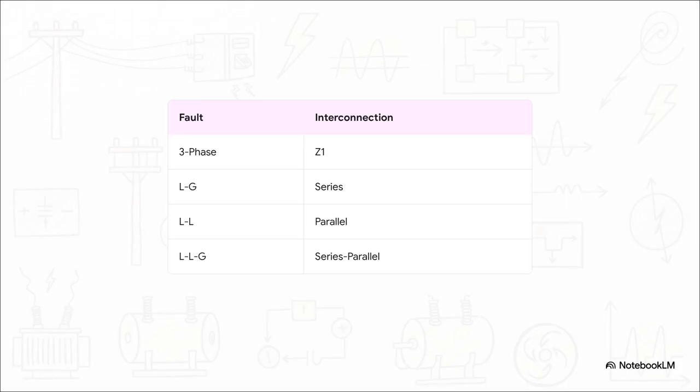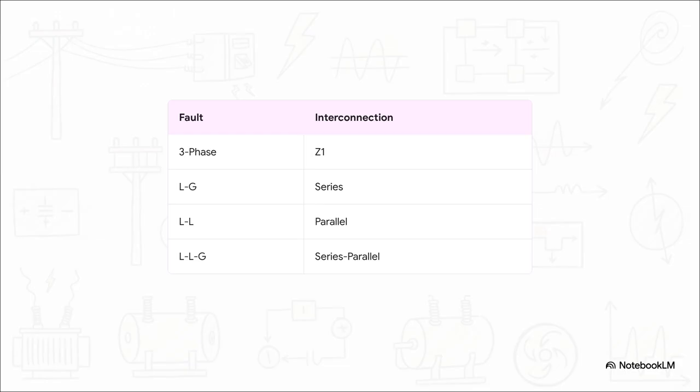So, let's pull all of this together into a bit of a master key. If you memorize this pattern recognition rule, you really don't need to memorize complex IEEE equations. The interconnection pattern literally equals the fault type. Three-phase is just Z1, LG is all three in series, LL is Z1 and Z2 in parallel, and LLG is Z1 in series with Z2 and Z0 in parallel.